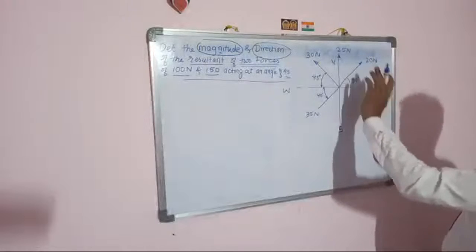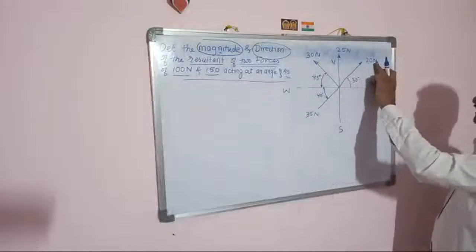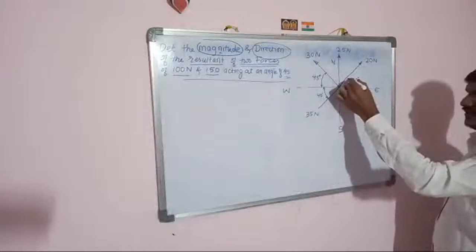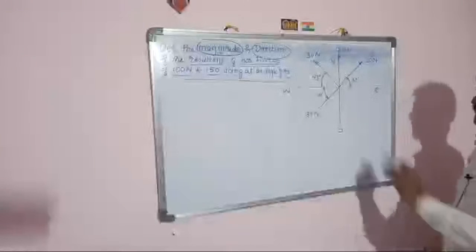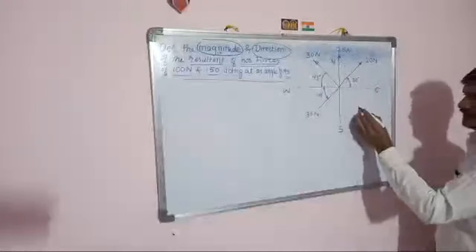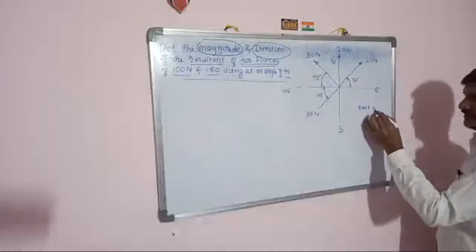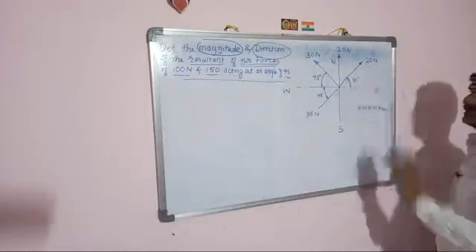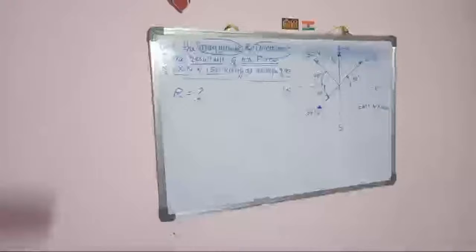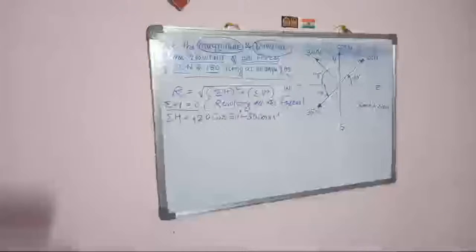So the first question: 20 Newton is applied at an angle of 30 degree in east and north direction. East and north direction. How much? 20 Newton is applied. There are two forces acting. So we have.